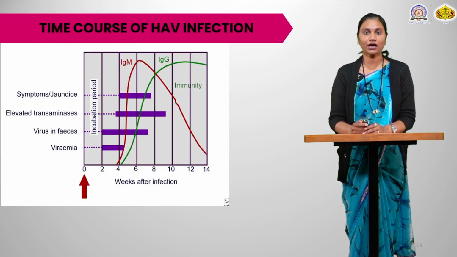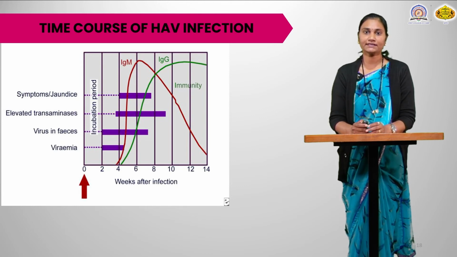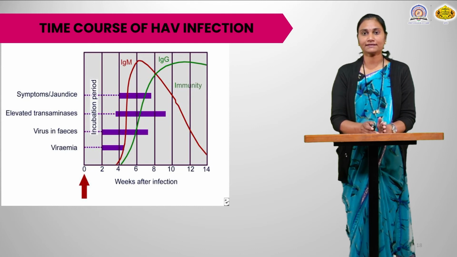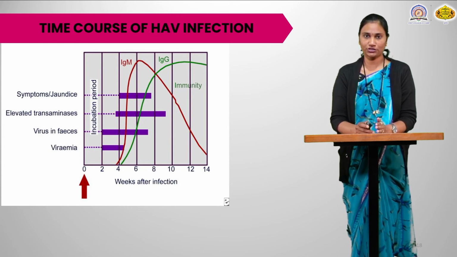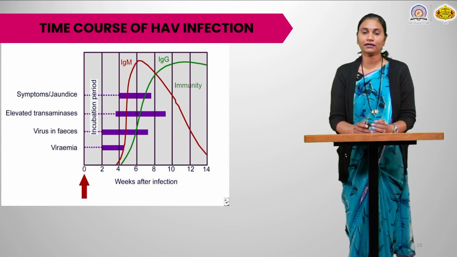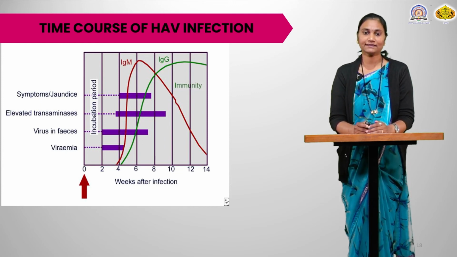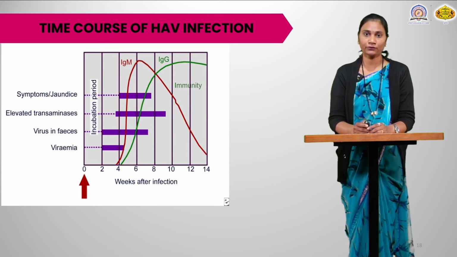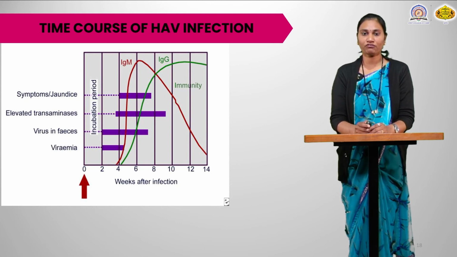This is the chart showing a time course of hepatitis A infection. In that you can see the virus is released in the fecal matter as well as in the circulatory system after 2 weeks of infection. So, that much time period is required for establishment of that virus. Along with that, there is an increase in transaminases. After 4 weeks of infection, there is a rapid increase in your alanine aminotransferase enzyme, and symptoms begin after 3 to 4 weeks of infection.